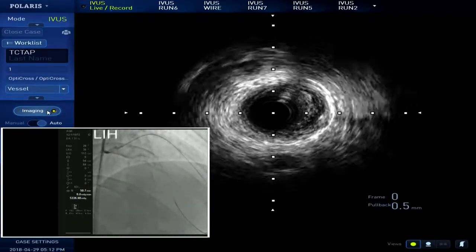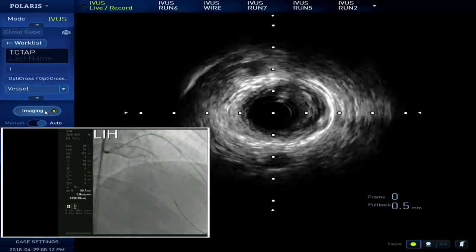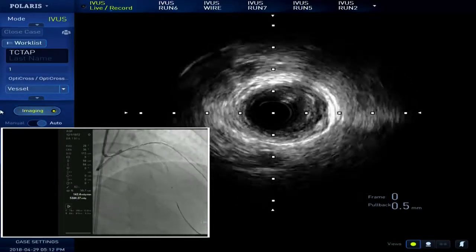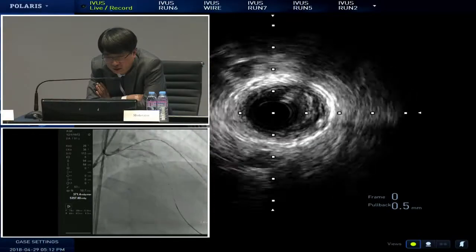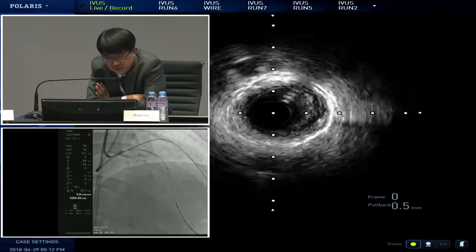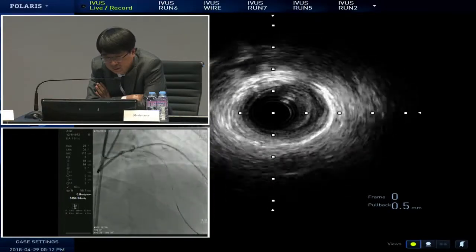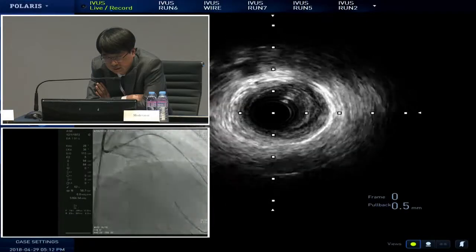The vessel is enlarged after stent, so maybe you choose a larger stent based on the IVUS finding. So maybe 2.5 is okay. I need some more contrast, sorry. Okay, I'm ready. Again.